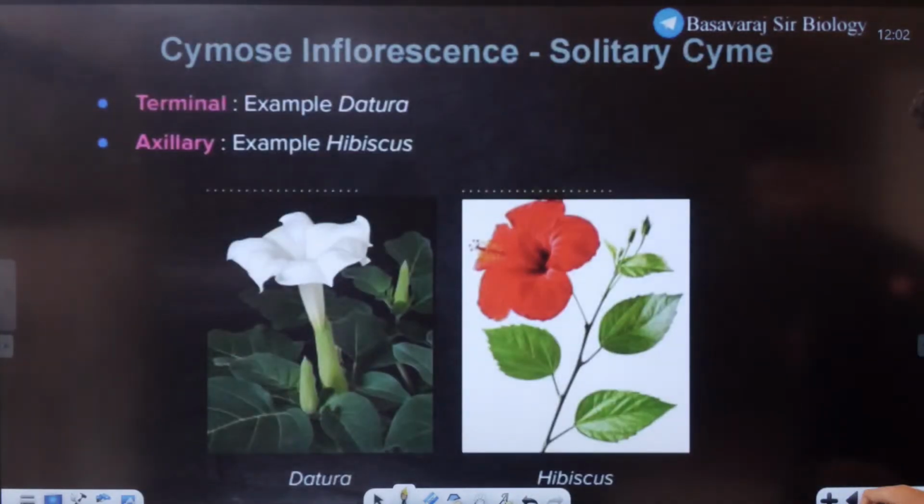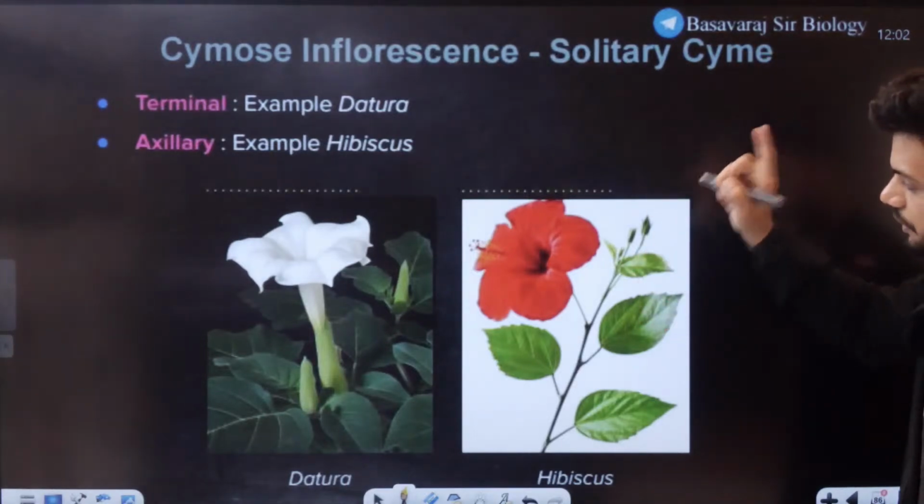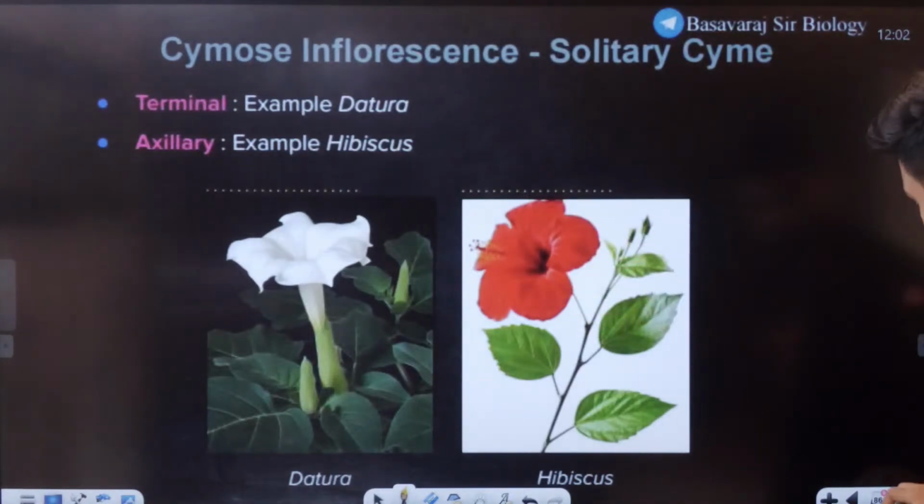There is something called terminal, solitary terminal, that is only one flower at the top.